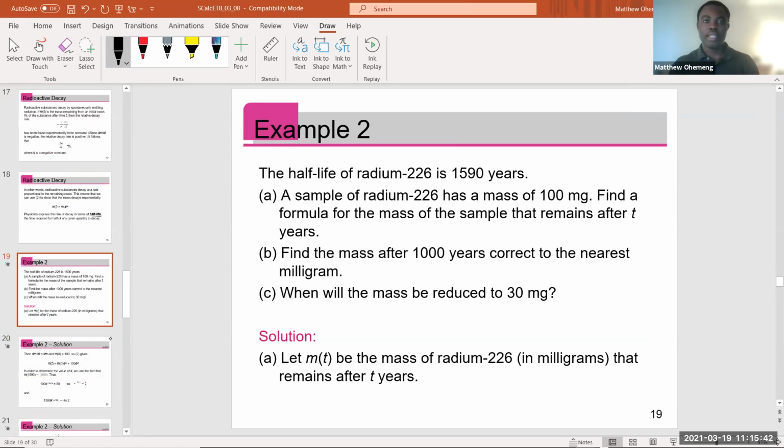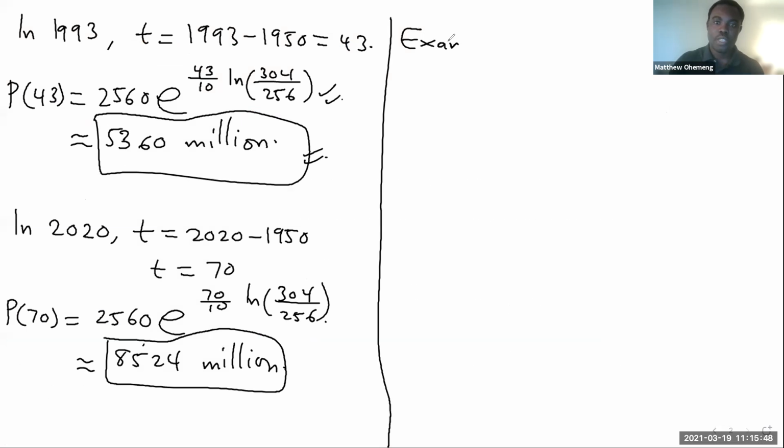Okay, then let's get to example 2. For example 2, we have radioactive decay. Example 2, on the slide.